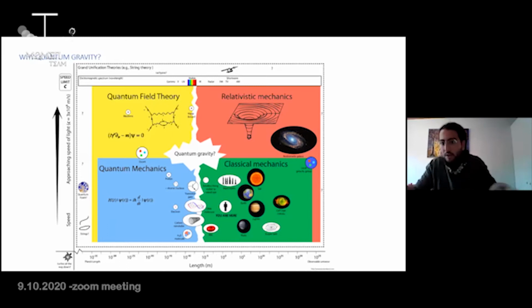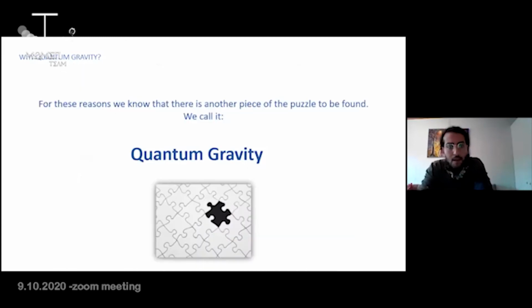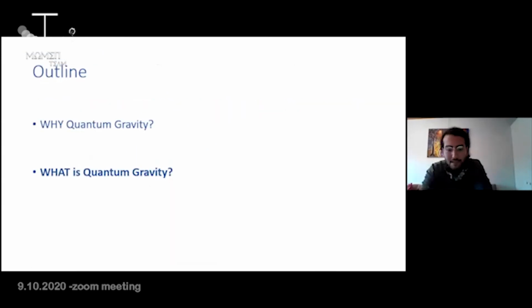Because we still don't have a theory of quantum gravity. But for this reason, we know there is another piece of the puzzle to be found. We call it quantum gravity. Intuition tells us so. As I said, you can tell me no, maybe there is nothing called quantum gravity, and then I want to explain it through string theory or something else. Come on, there are many possibilities out there. So here we begin: what is quantum gravity?